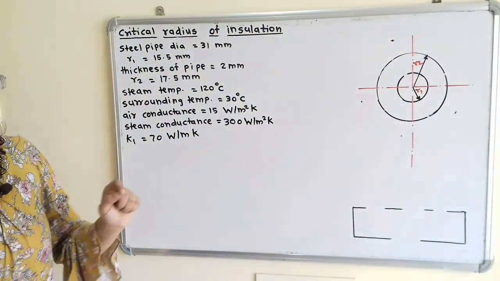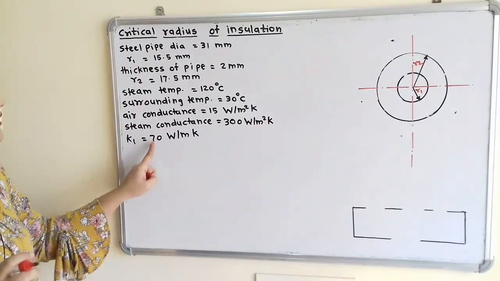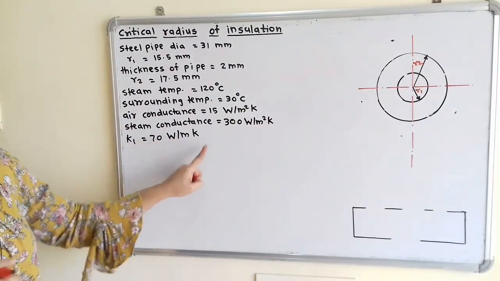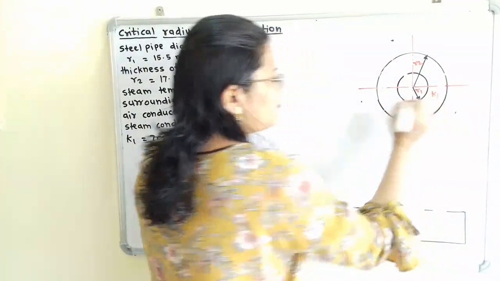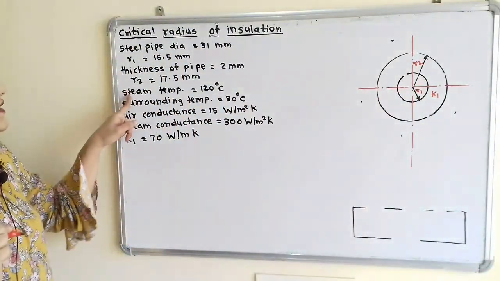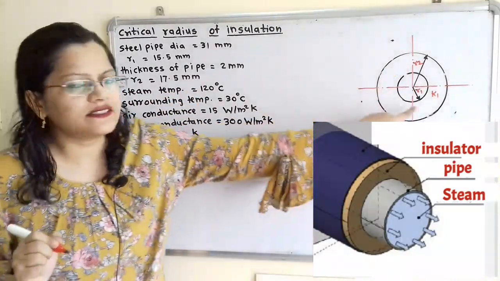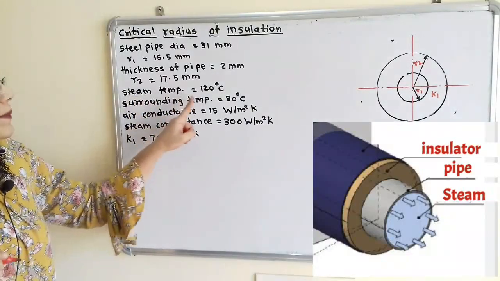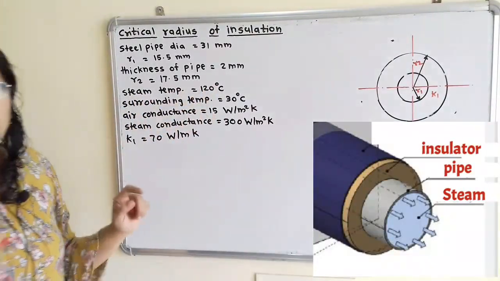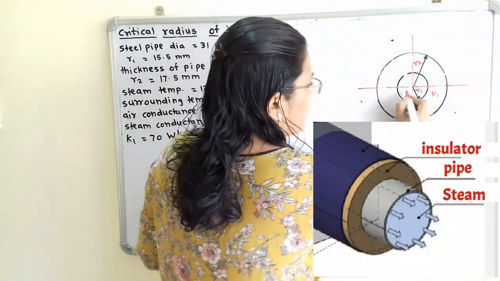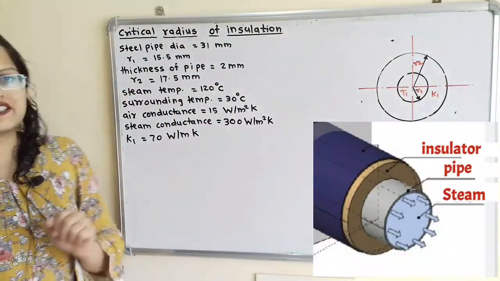Now conductivity for this material is also given. So we will say K1 is equal to 17 Watt per meter Kelvin, and we will mention here K1. Then steam temperature is also given. This steam is flowing inside this pipe. So steam temperature is 120 degrees Celsius. We will say this is T1, that is equal to 120 degrees Celsius, and we will mention here as T1.